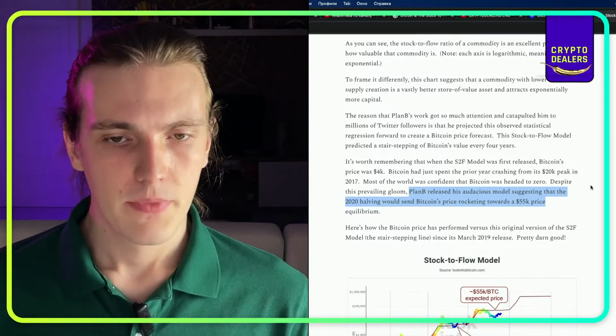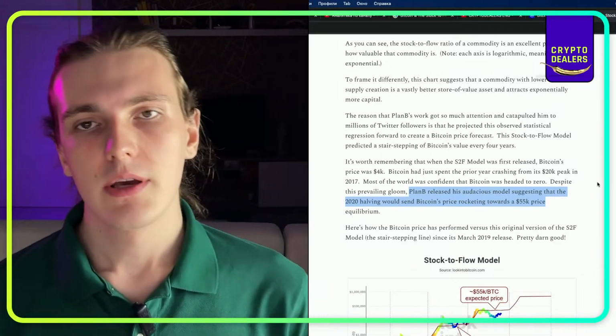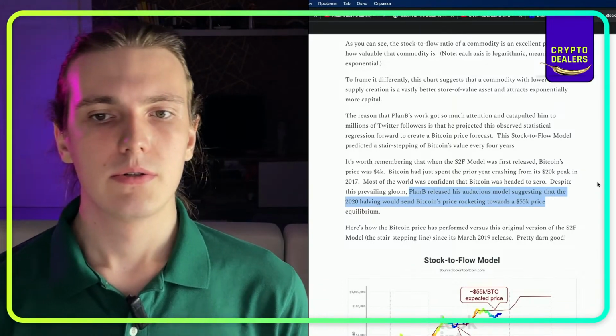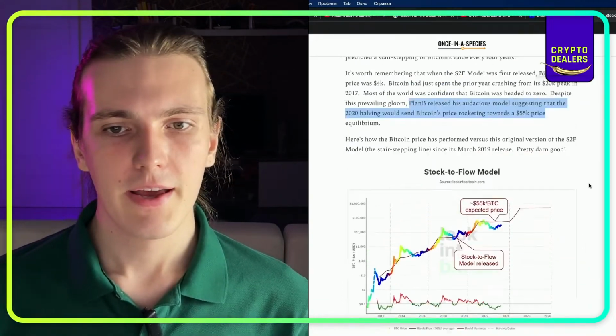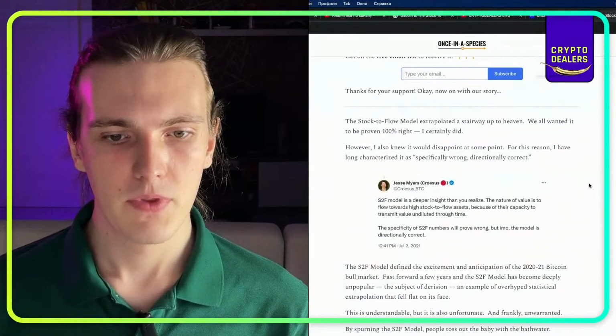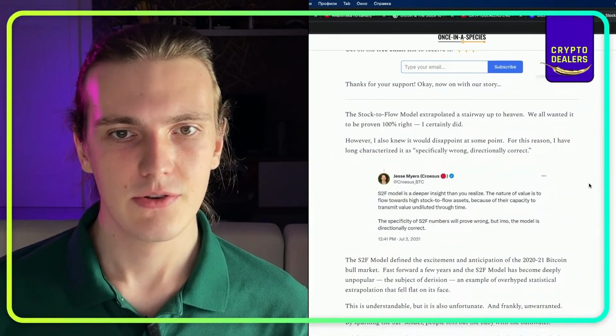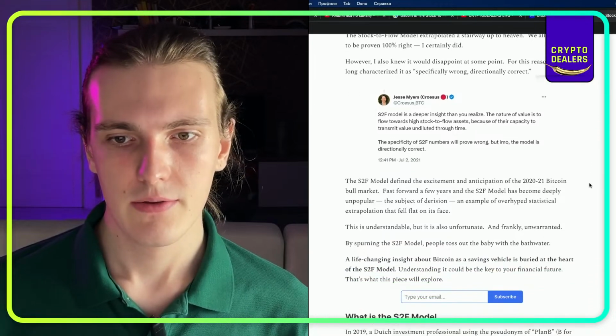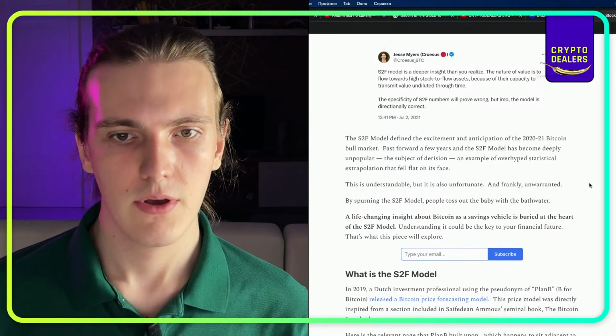We left off here. So I was talking about how the model is directionally correct, and I like the phrasing that Jesse used right here.